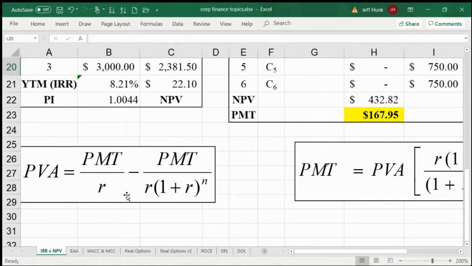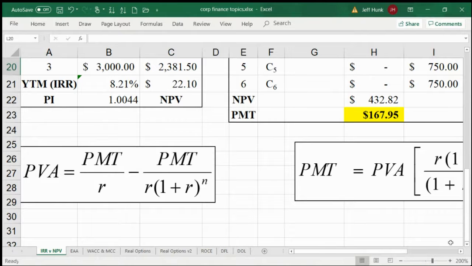But mathematically, this is not the simplest. Why? Because there is a common factor, right? What's the common factor? Payment over R is the common factor, isn't it? You can factor this out. If you factor out payment over R, this term will be 1, and this term will be just 1 over (1 plus R) raised to N, right?